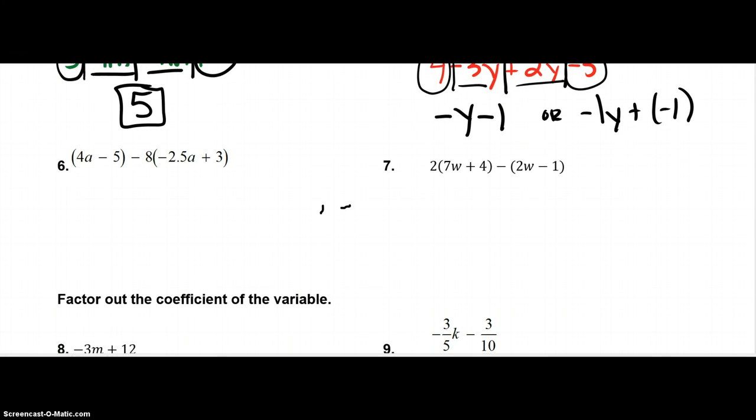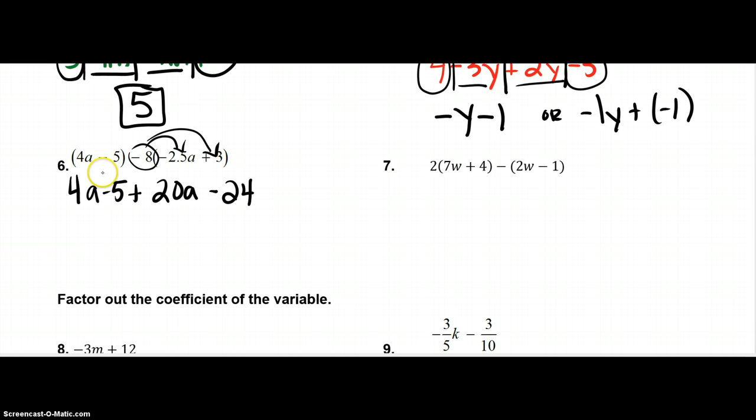If we look at number 6 here, we're going to again distribute this negative 8 to negative 2.5a and a positive 3. So underneath we're going to rewrite this as 4a minus 5 plus, since I have that negative a times a negative 2.5a, and that is 20a, and then negative 8 times positive 3 is negative 24.